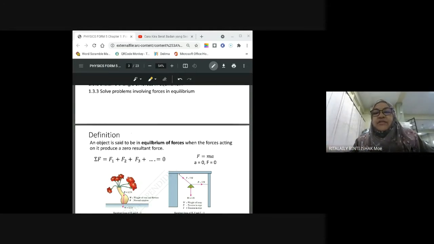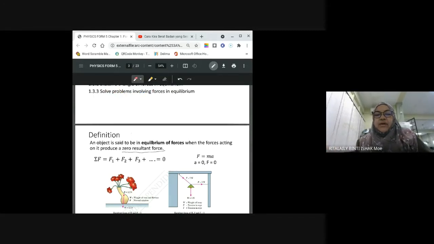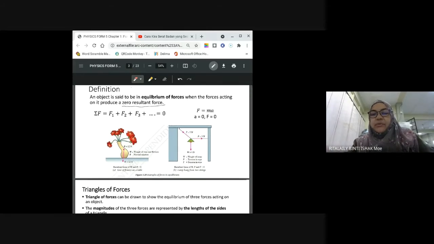If the forces that act on an object are in equilibrium, they will produce zero resultant force. Okay, we will get zero resultant force. For example, this vase on a table is not moving, so it is in force equilibrium. Or this lamp, hung between two strings, is also in force equilibrium.